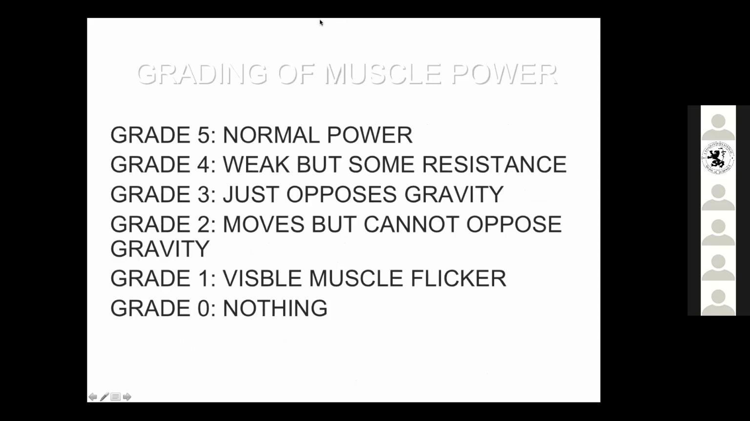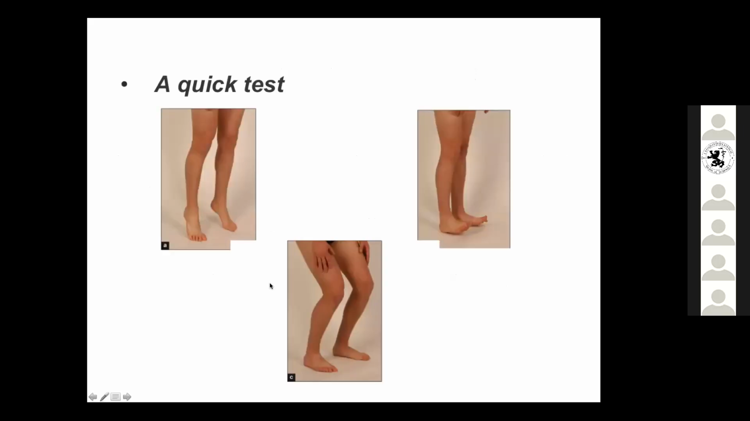The grading of muscle power, we said before that we have 5 grades. If the muscle power is normal, it's a grade of 5. If the muscle power is very low, then it's a grade 0. It depends on whether you can move the muscle against resistance, against gravity, or if the muscle can move but cannot oppose resistance or gravity, or if there are only fasciculations, flickering, fibrillations, and grade 0 is nothing.